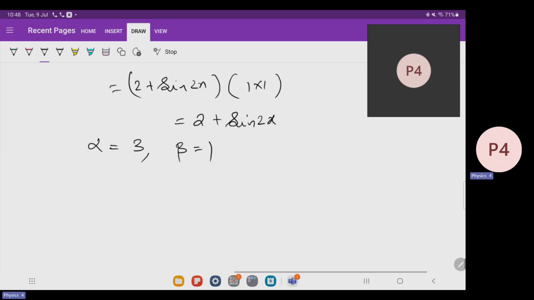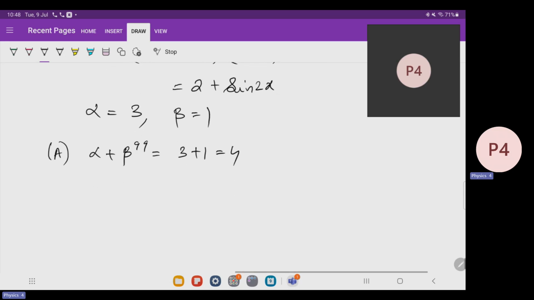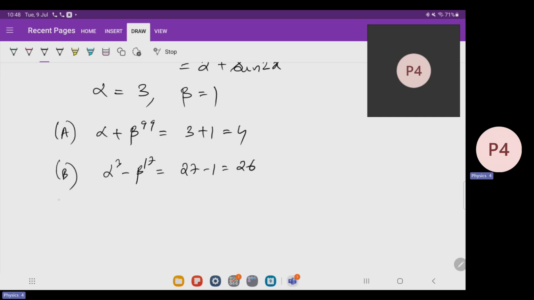Now coming to options, A: alpha plus beta raised to 99. So this is 3 plus 1 raised to 99, which is 4. Option A is correct. B: alpha cube minus beta raised to 70. That is 3 cube, 27, minus 1. This is 26. So B is correct.